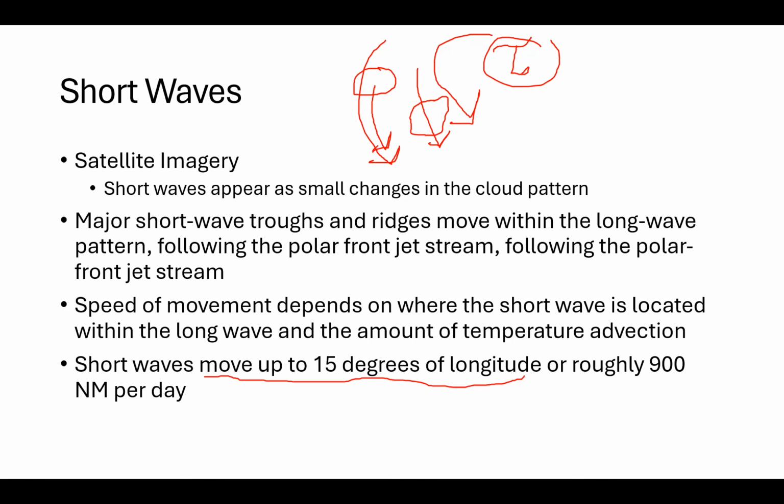Let me go back here. I want to just tell you, 15 times 60, yeah. If you ever wanted to convert, how do we get 900 nautical miles out of this bottom bullet here? Because short waves move up to 15 degrees of longitude. So if you take 15 times 60, you get 900. All right, so 15 degrees of longitude equates to about 900 nautical miles.